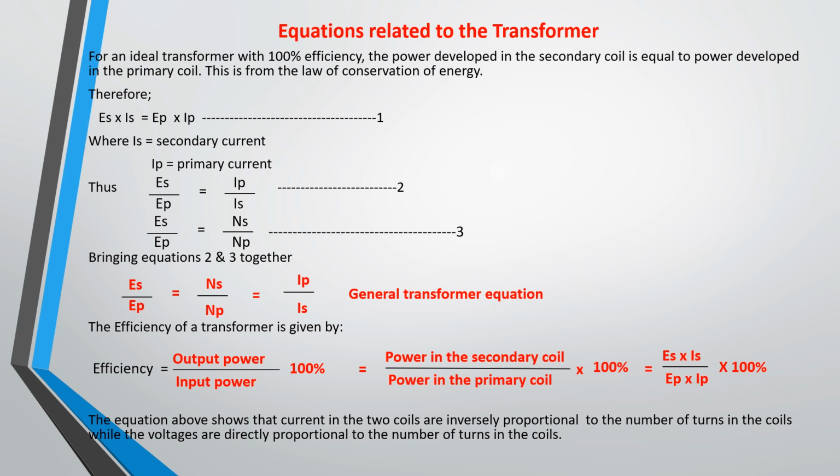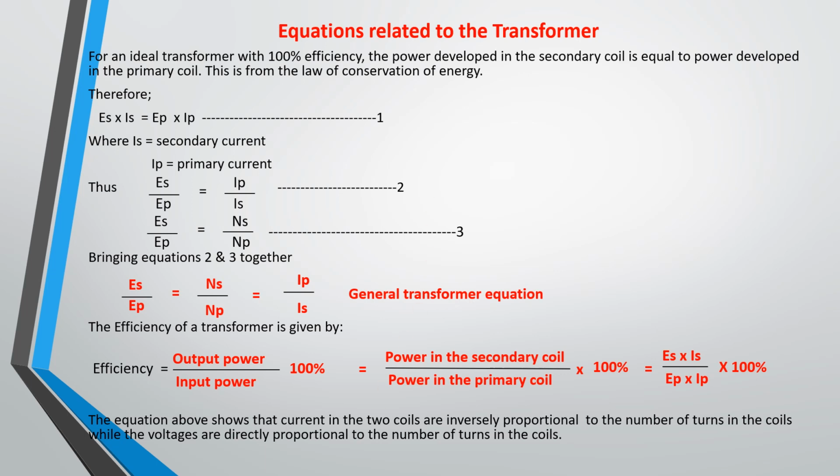Alright, so for an ideal transformer that is 100% efficient, but we know definitely that you cannot have a device that works 100%. But for a 100% efficient transformer, the power developed in the secondary coil is equal to the power developed in the primary coil. Remember, this is also a statement of the law of conservation of energy. So that is just telling you that for an efficient transformer, energy is not lost, right? Energy is conserved. So if energy is conserved, it means that the power in the secondary coil is equal to the power in the primary coil.